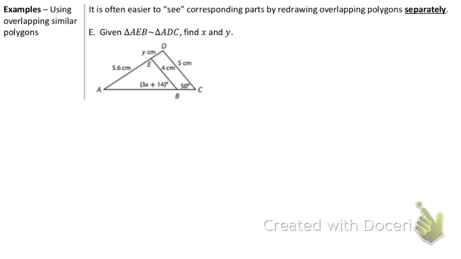It's very important that we understand when we have overlapping polygons like we do here. In this case we have overlapping triangles. What I mean by that is you should notice we have this small triangle AEB, and then we have this bigger triangle ADC. It's like a small triangle on top of a big triangle. When this happens, it's very smart to redraw these separately. So I'm going to redraw these separately, and then we're going to work out this problem.